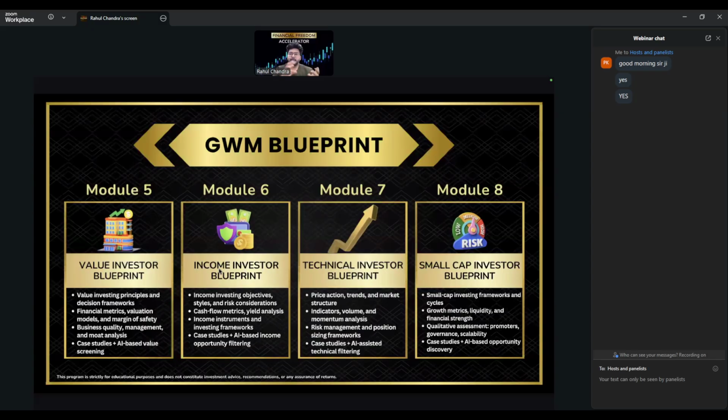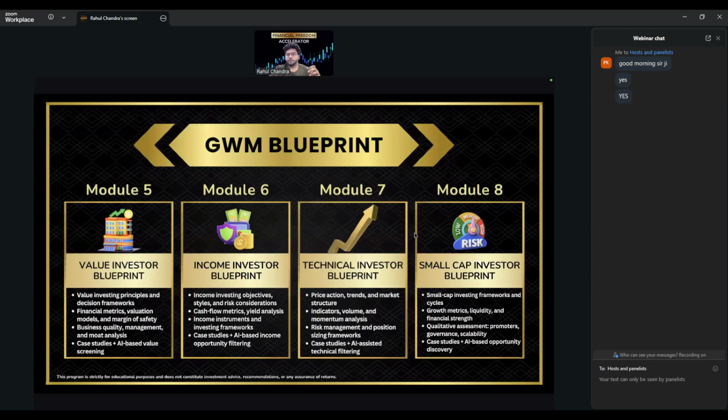We go through case studies. We go through multiple frameworks for each and every style of investing, templates or logics or strategies, if you want to call them. And then for each and every style of investing, we use AI to do it for us as well. By the way, we use AI in each and every module to actually be able to implement the programs, right? And these are all on large caps, mid caps.